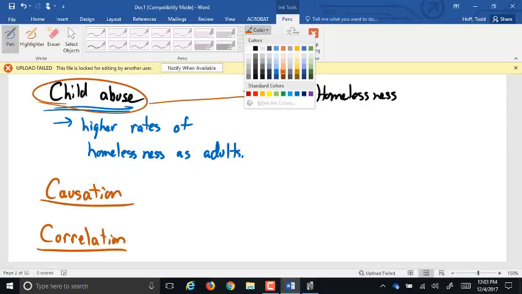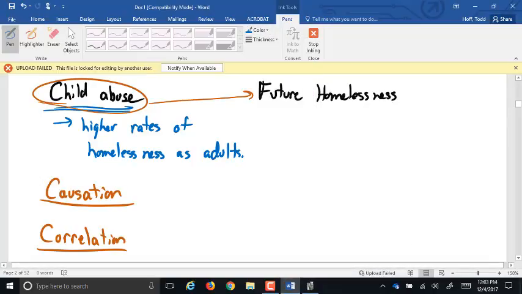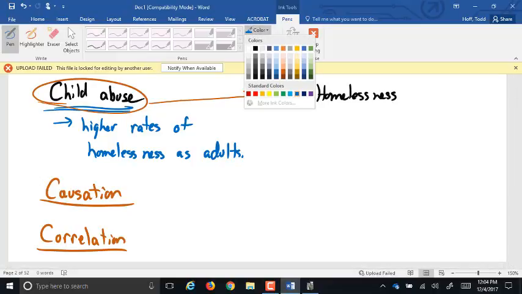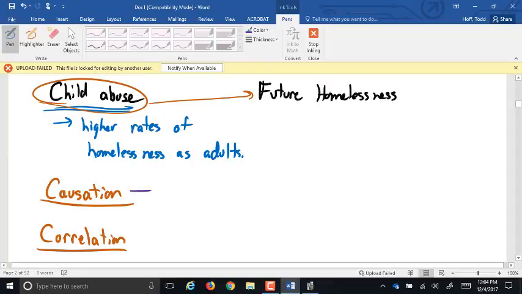So what did you come up with? Let's go around and have each of you give your opinion here. I'm going to start with you, Sam. What do you think? Causation or correlation? And give me a reason why.